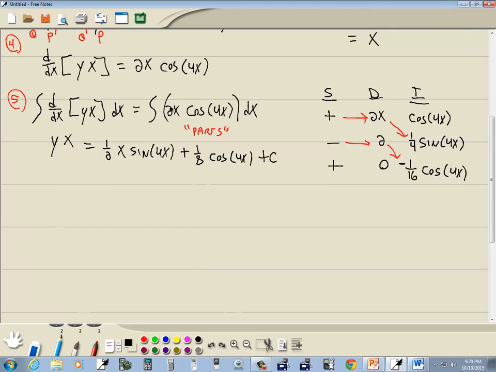Now some people may pull the 2 out in front there. I almost find it easier to leave it in here because then I don't lose track of it, but that's up to you. Now we want to solve for y, so divide both sides by x.